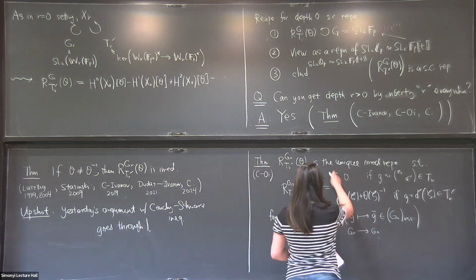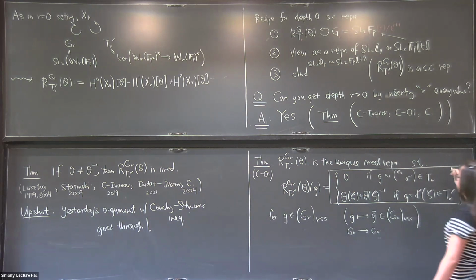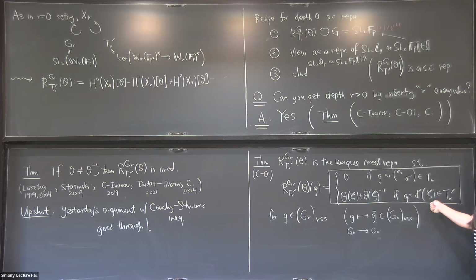suppose you only knew about this function. This characterization theorem is saying that there exists a unique way to extend this function to a character of an irreducible representation.